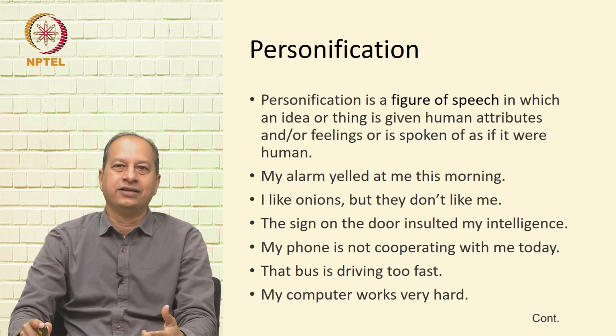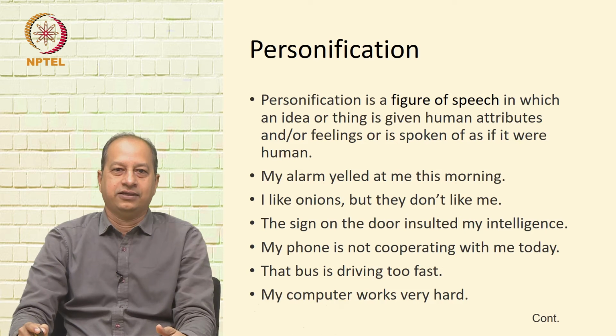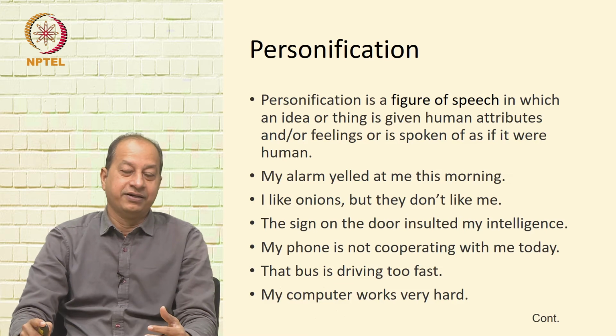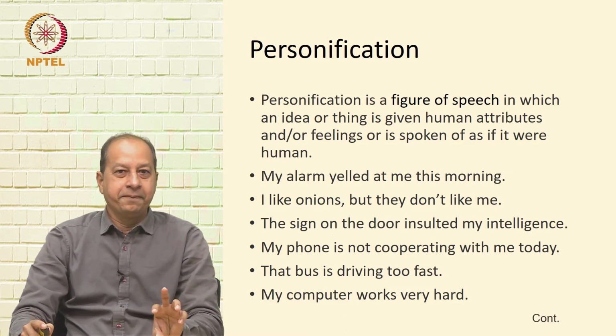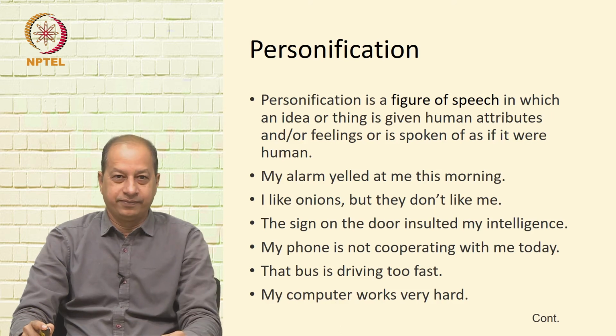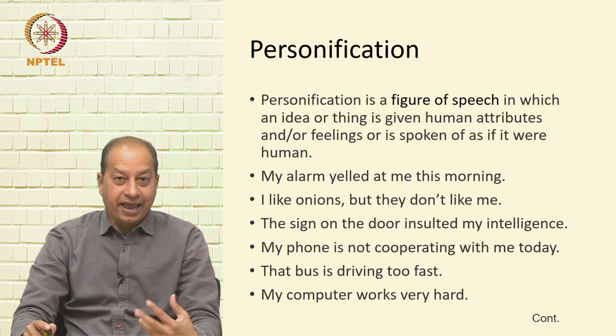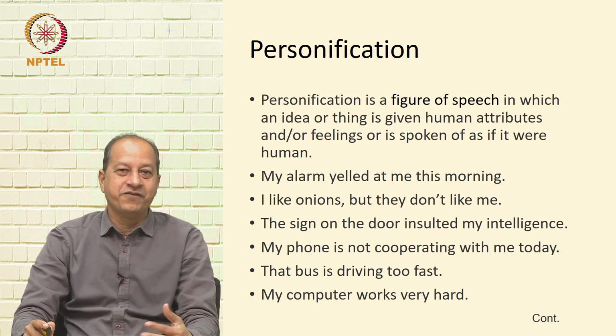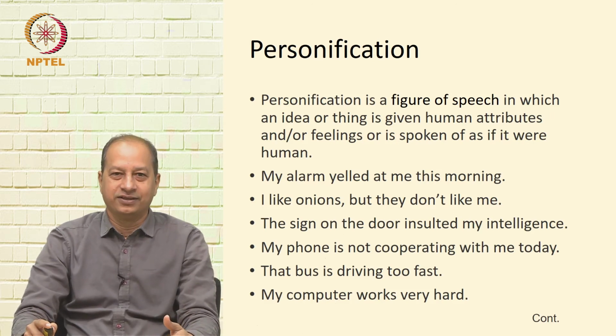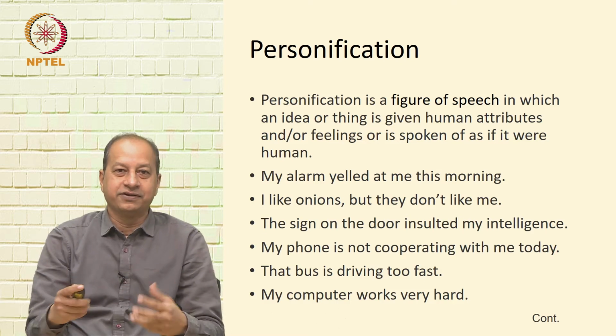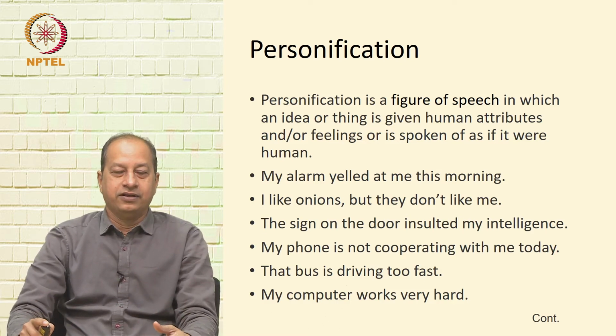My alarm yelled at me this morning. Who can yell? A human can yell. A machine cannot yell. But when I say my alarm yelled at me, I am treating my alarm as a human being, a human being that can guide me, that can take me to task when I am not serious about myself. Therefore, it yelled at me this morning. So, yelling is the result of behavior which results from a certain type of emotional approach, emotional experience.